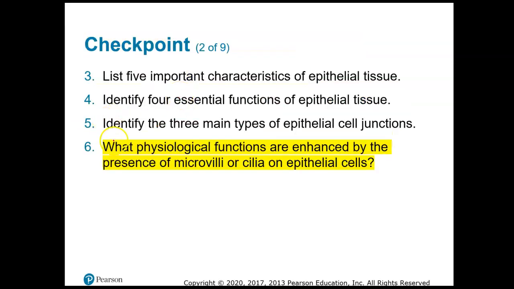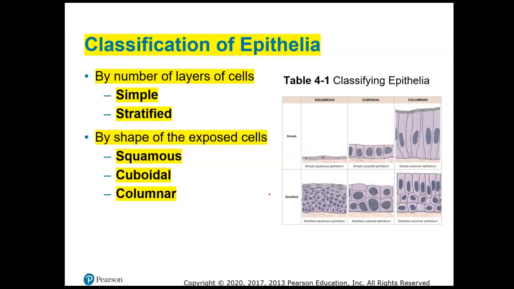All right, checkpoint question 6. What physiological functions are enhanced by the presence of microvilli or cilia? Microvilli is going to enhance absorption. It's going to give you increased surface area for absorption. Cilia is going to enhance movement across the surface of that cell.